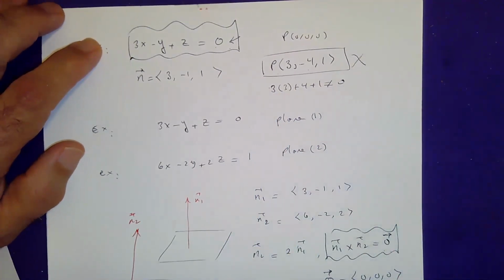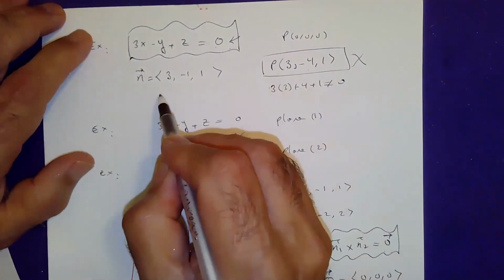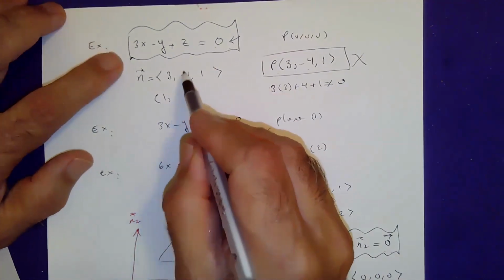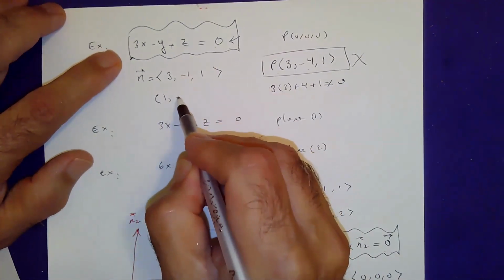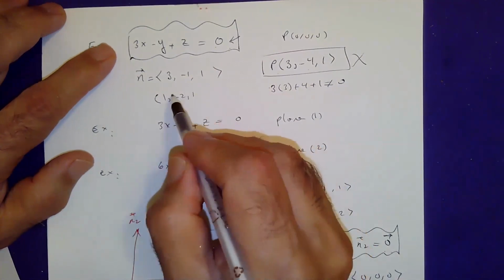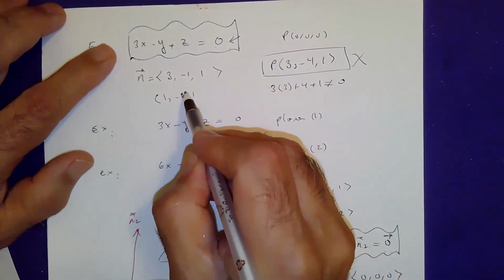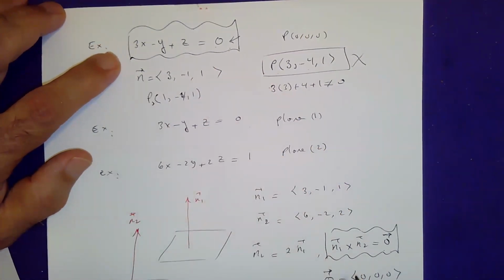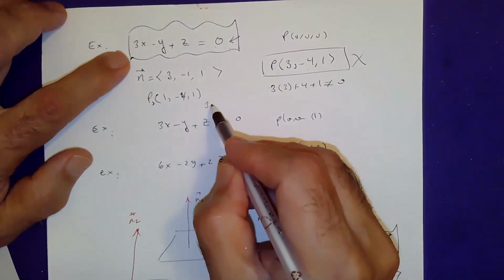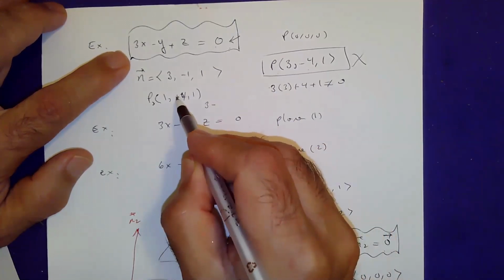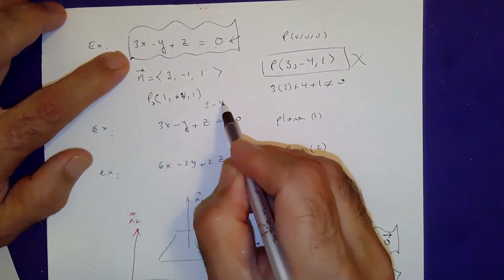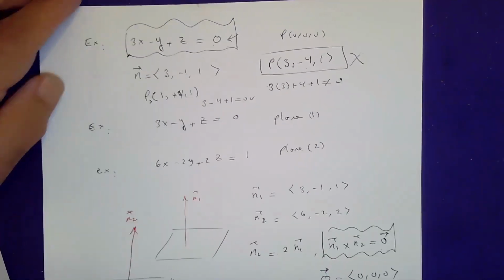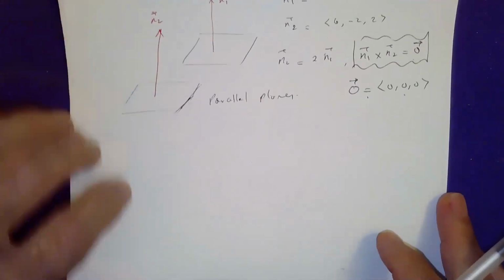plane. However, a point like, let's say perhaps 1, what should I make this? -2, would that do it? -4, 1, would that be on the plane? 1, -4, 1, I don't know, 3, no, positive 4. 3 minus 4 plus 1 equals 0. Yes, it is.